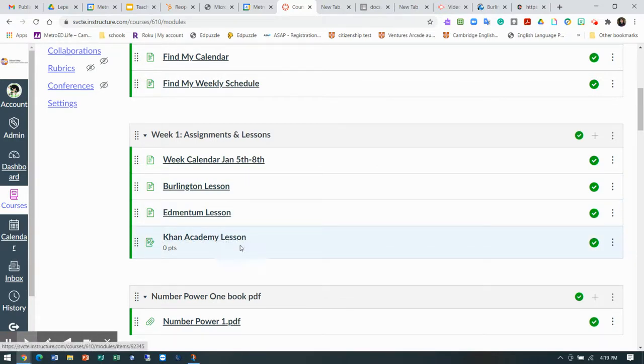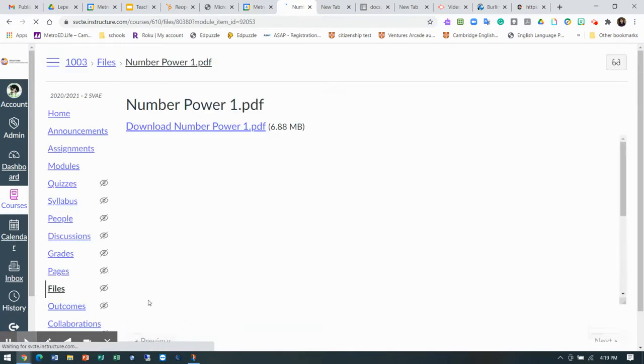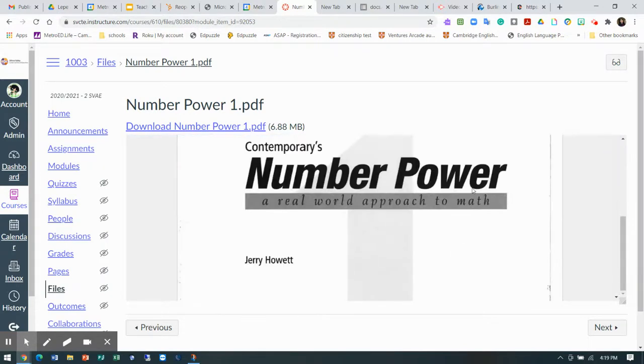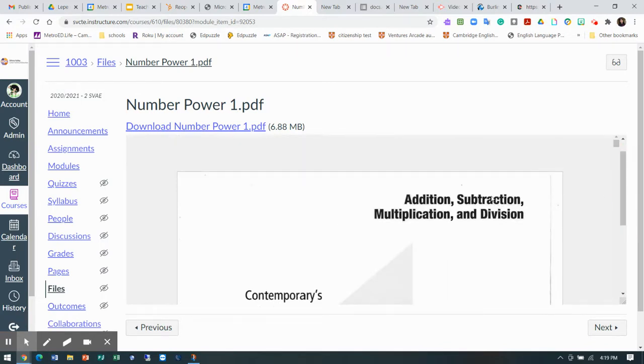You don't have to. Okay, there's Number Power Book 1. So if you want to create another assignment and say, go to Number Power Book 1, the students will have to download this. You can say on page 40, I mean, it's huge. This is like 500 pages. So, I mean, obviously they have to download it first. You can say do pages 5 through 18, write the answers in your notebook, show me your work.